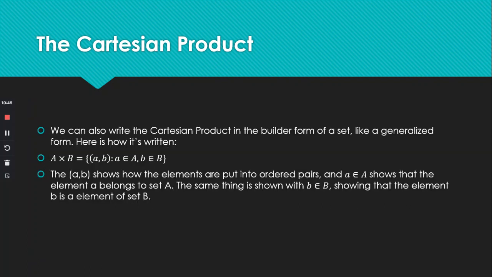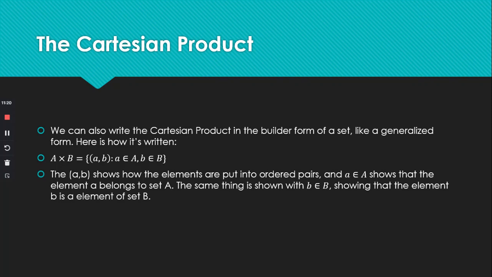We can also write the Cartesian product in the builder form of the set, like a generalized form. The builder form, if you haven't watched the first episode, is a set, but instead of the elements, we write the properties of the set. You might want to go back to the first episode if you don't remember. Now, A times B is equal to (a, b) such that, so you're describing the ordered pairs. The first one is (a, b), where a belongs to A, b belongs to B.